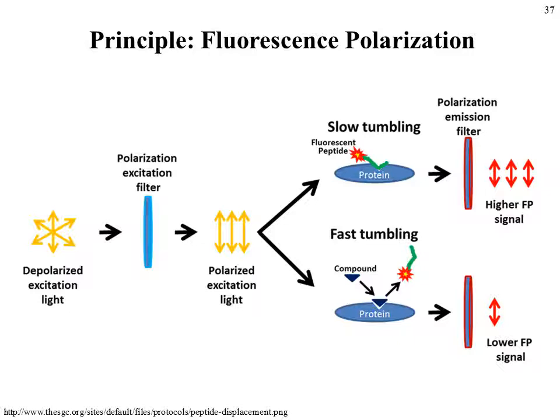If we now put the polarization emission filter after the sample compartment in the same direction, in this case, we will see a high signal if the peptide or the fluorescent tag is bound to the protein, so there is little depolarization. However, if there is much depolarization, less light will go through the emission filter and we will see a lower signal. This is the principle of the fluorescence polarization assay, which is a homogeneous mix and measure assay.